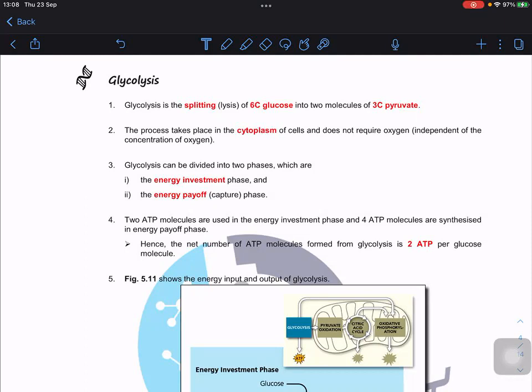Okay, so if you look at the word glycolysis, glyco means glucose, lysis means break. So basically we have the lysis of 6 carbon glucose to form 2 molecules of 3 carbon pyruvate. The entire process is to break the glucose into 3 carbon pyruvate. The process takes place in the cytoplasm, independent of the concentration of O2. Whether O2 concentration is zero or high, glycolysis always takes place in the cytoplasm.